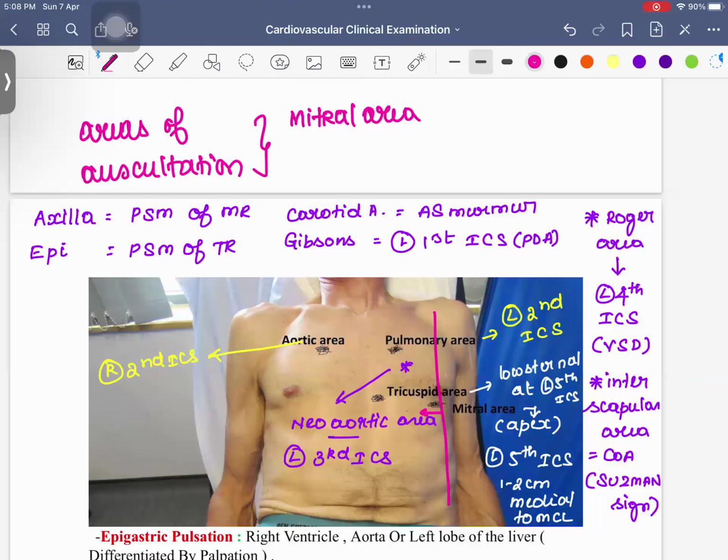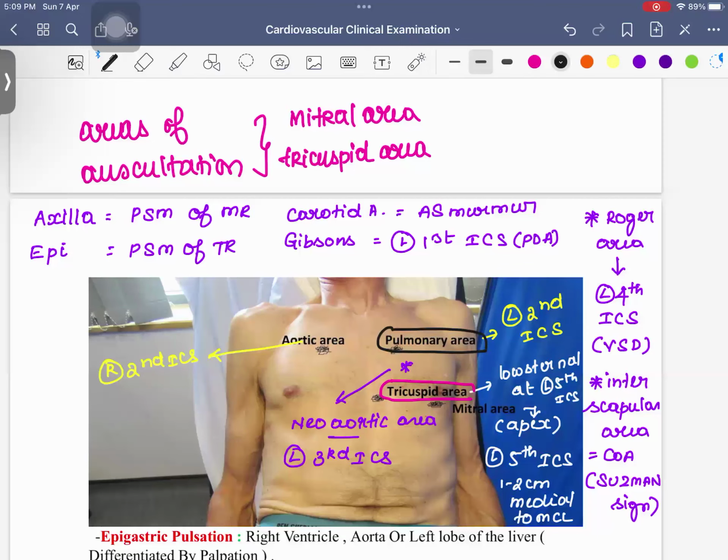Then next we have the tricuspid area. What is this tricuspid area? The tricuspid area is the lower sternal point at the left fifth intercostal space. It is a point near the sternum in the fifth intercostal space.